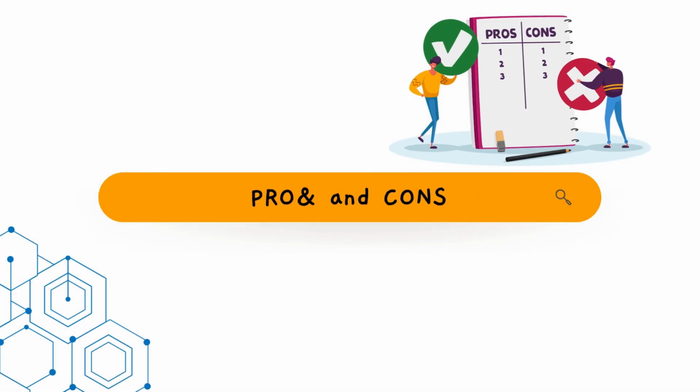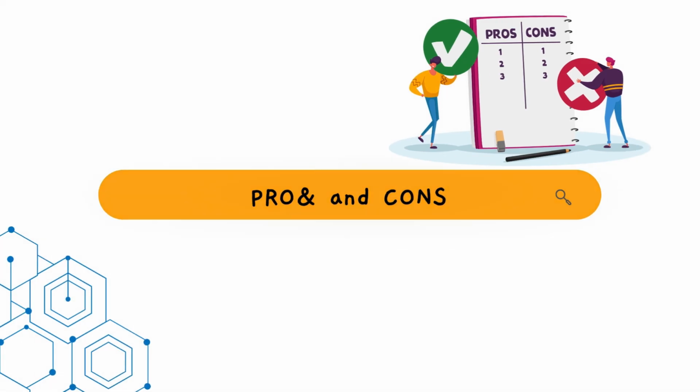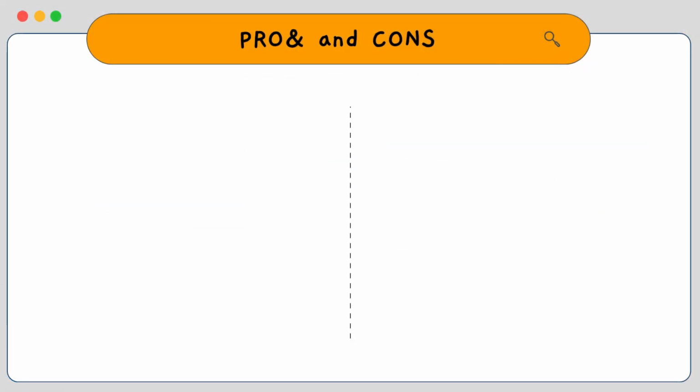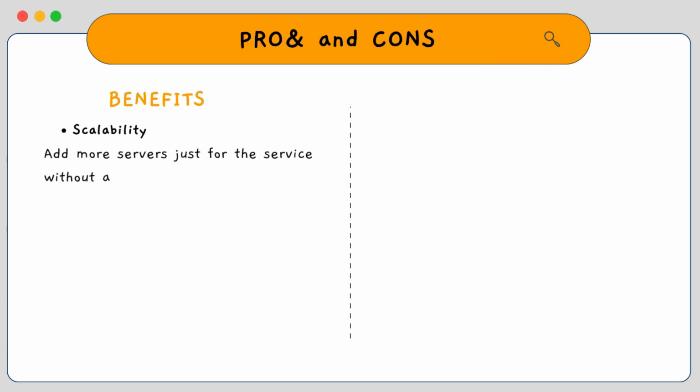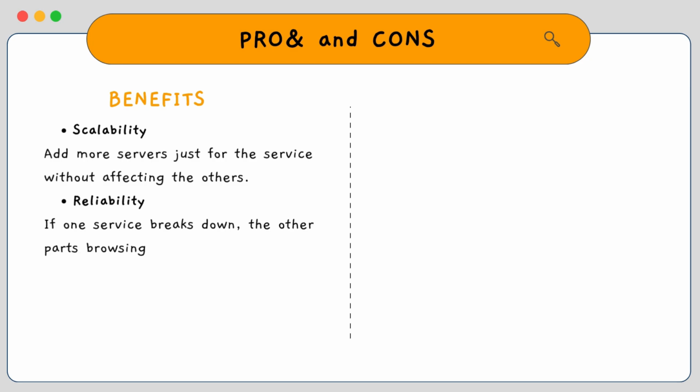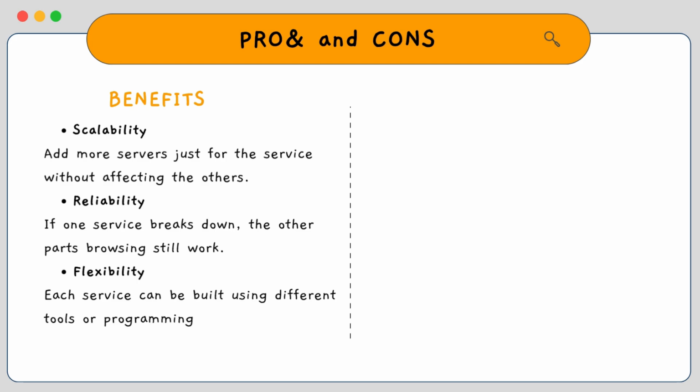Now that you know how they work, let's talk about why microservices are so popular. Scalability. If the app suddenly gets 1,000 new users, you can add more servers just for the order service without affecting the others. Reliability. If one service, like payment, breaks down, the other parts like tracking or menu browsing still work. Flexibility. Each service can be built using different tools or programming languages. For example, the order service could use Python, while the payment service uses Java.